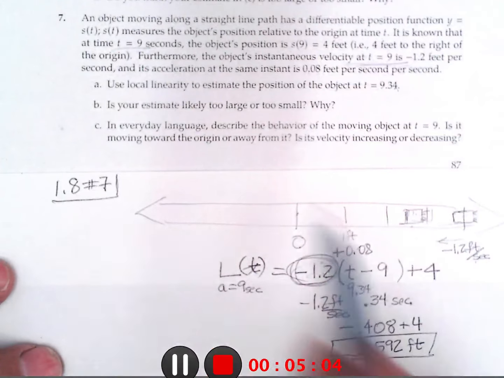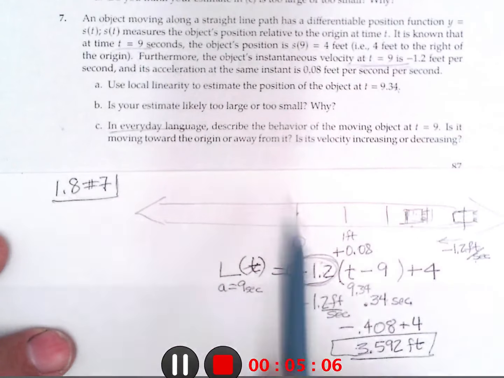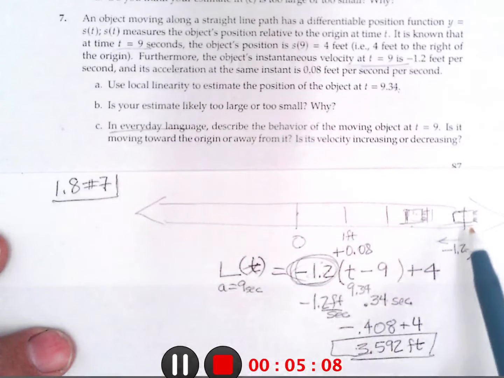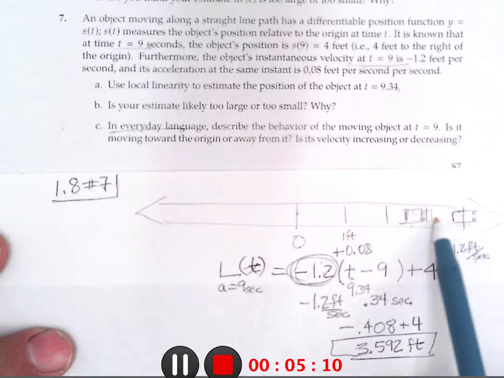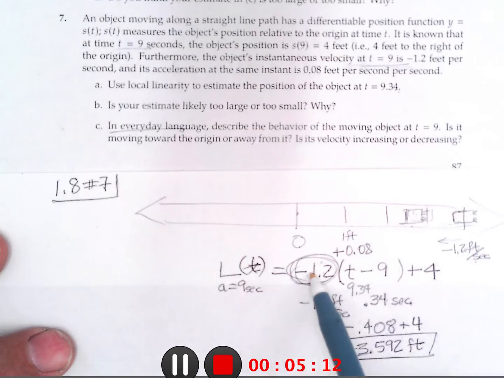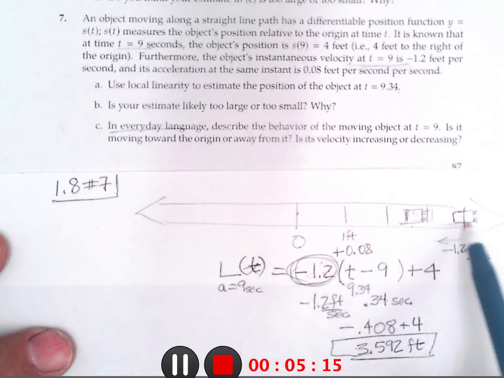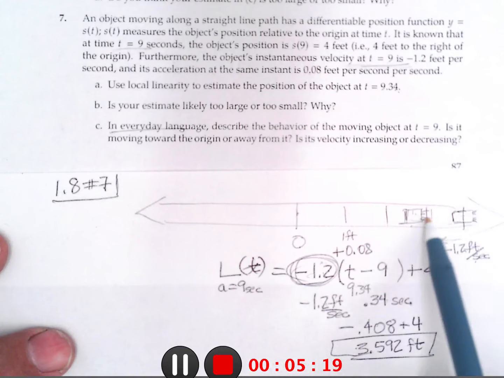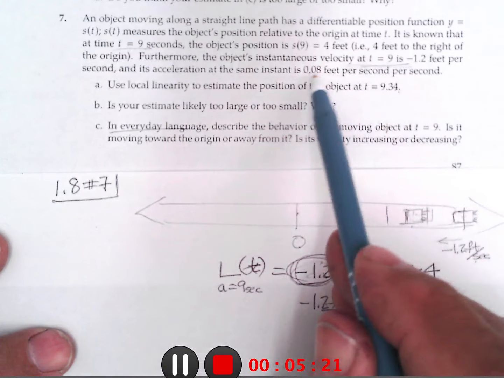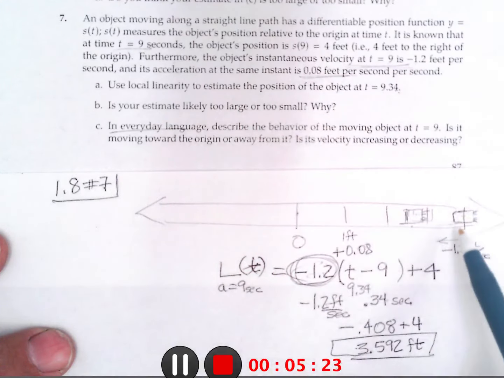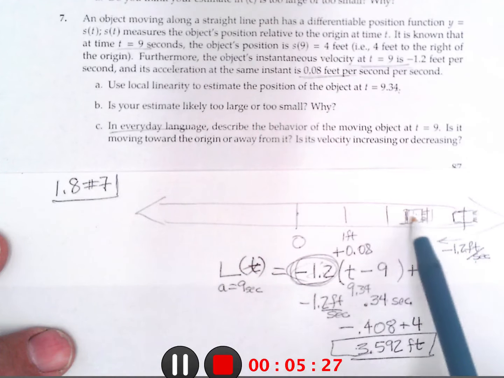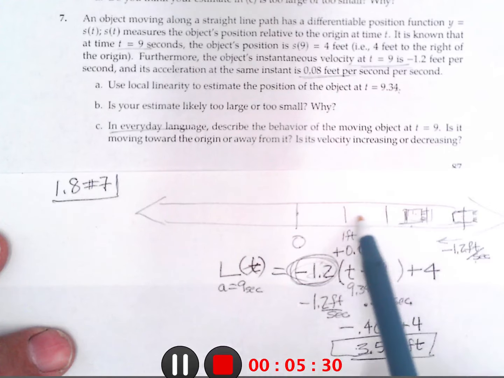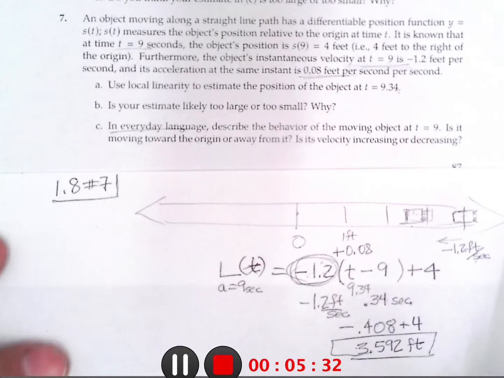So in everyday language, describe the behavior as it's moving. It's going backwards at negative 1.2 feet per second at this point, but then as it continues, it slows down because it has this positive acceleration and it's moving in the negative direction. So it's slowing down in the negative direction, and eventually it'll come to a stop and then go in the other direction if this is maintained for a while.